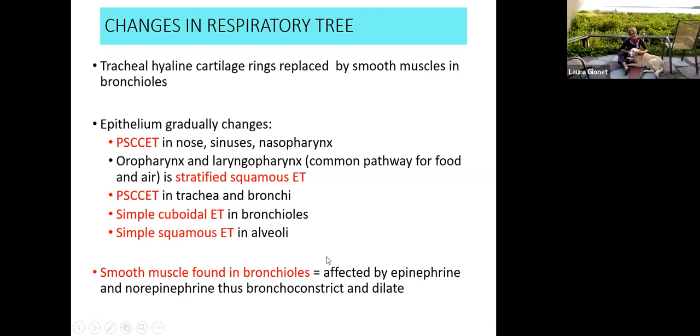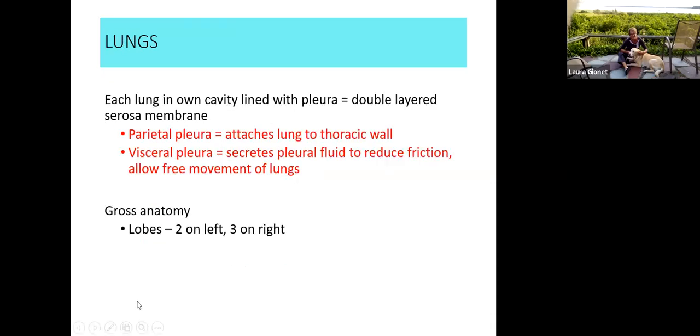Remember, these are just epithelial changes. Then the bronchioles become lined with simple cuboidal, and the alveoli are composed of simple squamous epithelium. Remember, smooth muscle found in the bronchioles can be affected and is affected by the autonomic nervous system, sympathetic and parasympathetic divisions. By releasing epinephrine and norepinephrine, we are capable of bronchodilation and reversely bronchoconstriction, or conversely, I guess I should say.